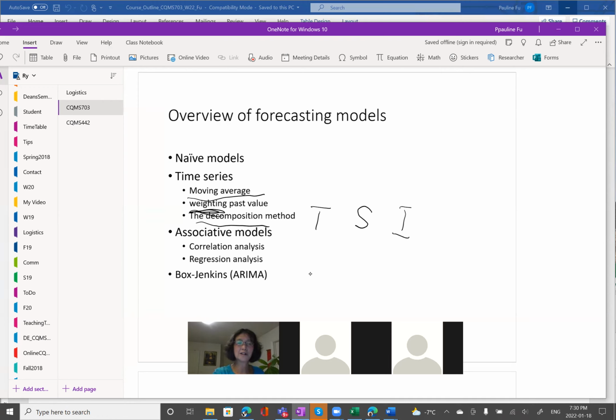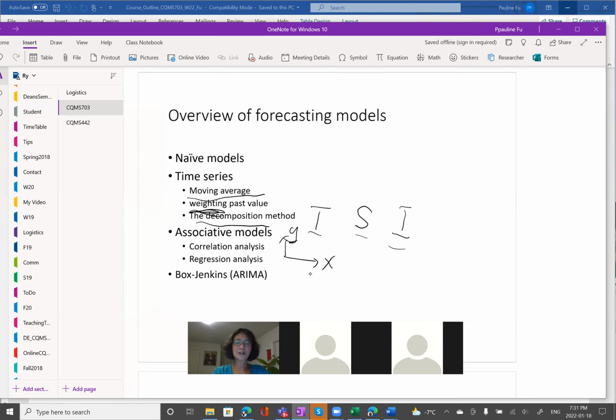So usually we decompose the forecast by those 3 components: trend, seasonal, and index. We'll talk about details in chapter 3. So those are the time series. And for the associative method, we talked about correlation analysis. We want to explore how one variable is related to another variable, X related to Y.